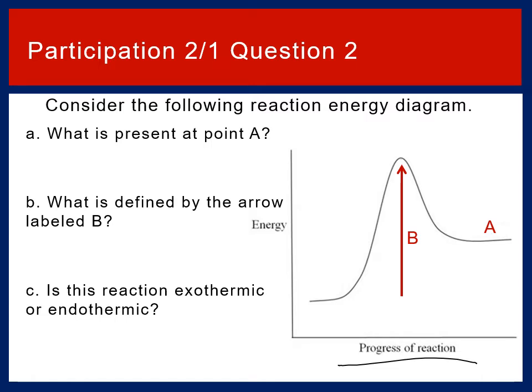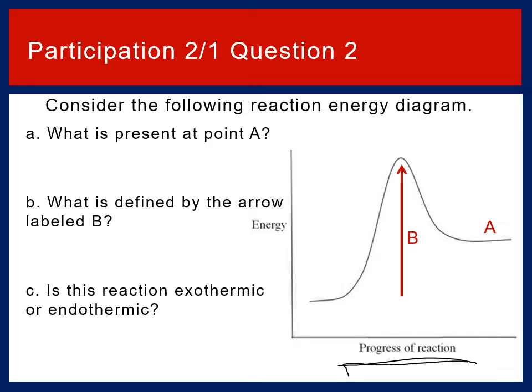B, what is defined by the arrow labeled B? And C, is this reaction exothermic or endothermic? It's the second question on participation 2.1, due Tuesday, February 1st at 11:55 p.m. over on Blackboard. The link to the assignment is right below the links to these videos.